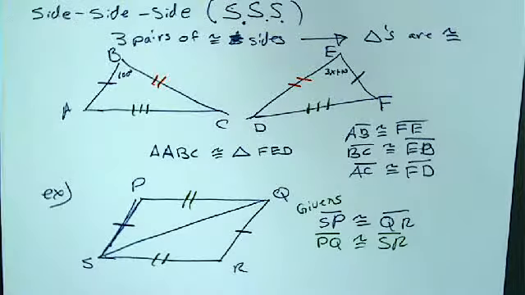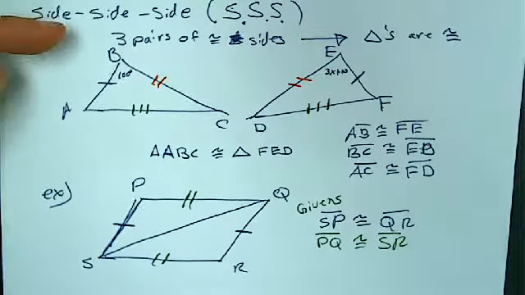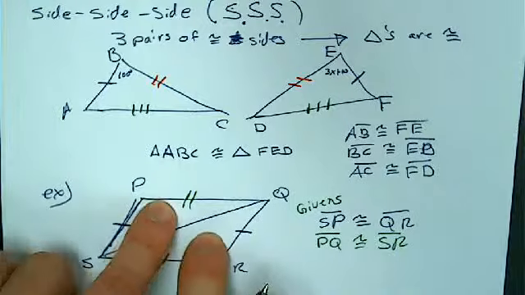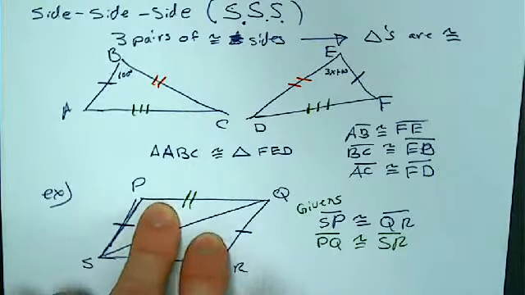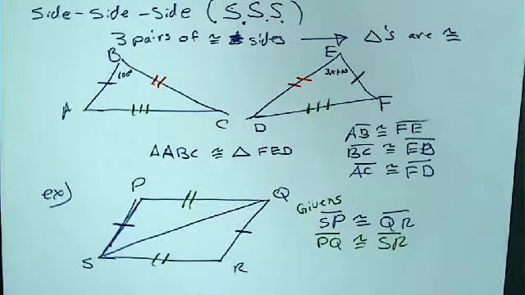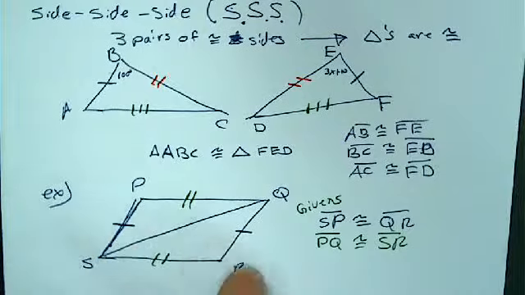Does it make sense to then say that by side, side, side, that these two triangles are congruent? Do I have 3 pairs of congruent sides between those two triangles, triangle PQS and triangle RSQ? The givens tell me 2 of them. Can I come up with a third on my own?